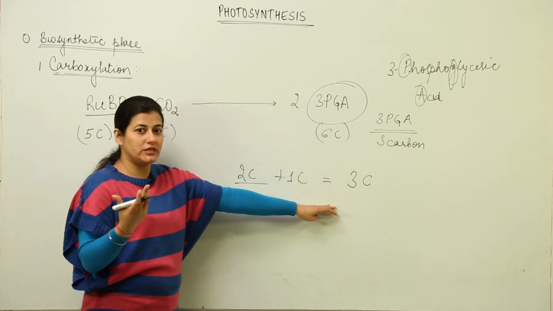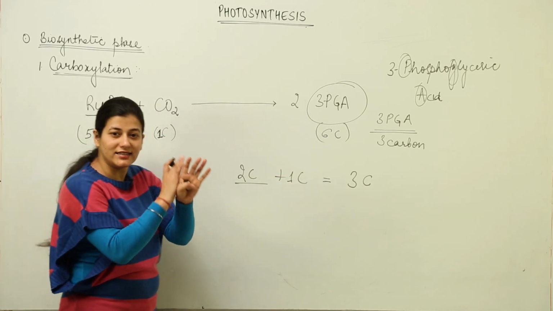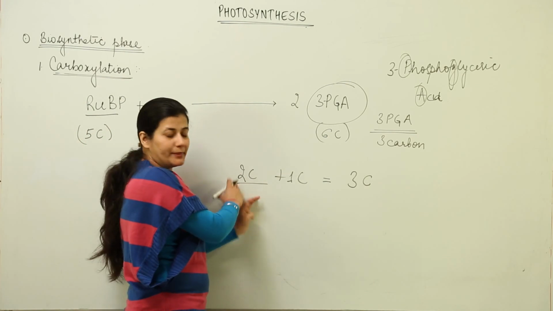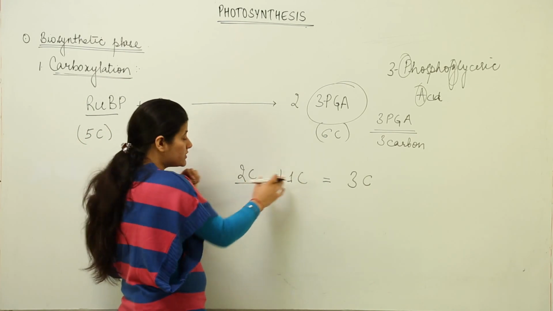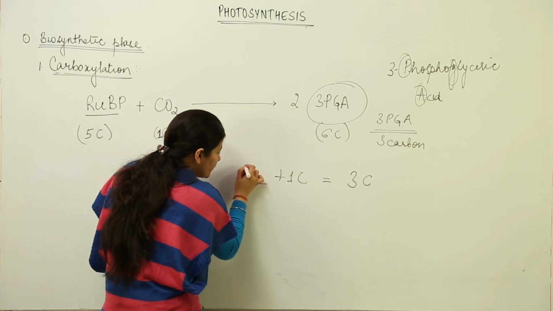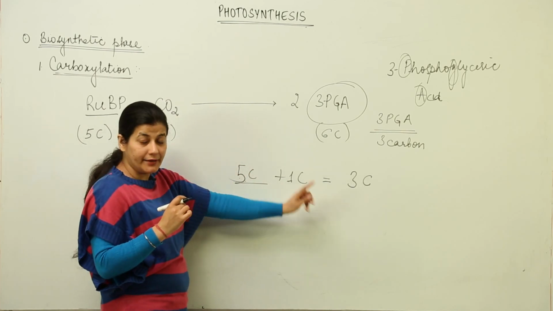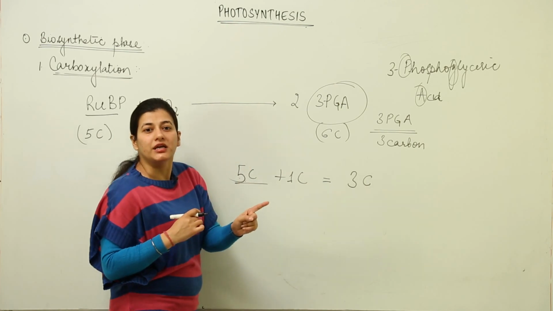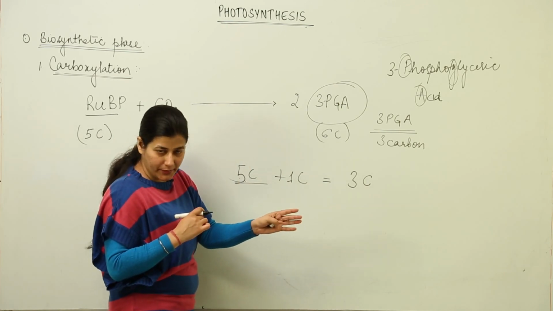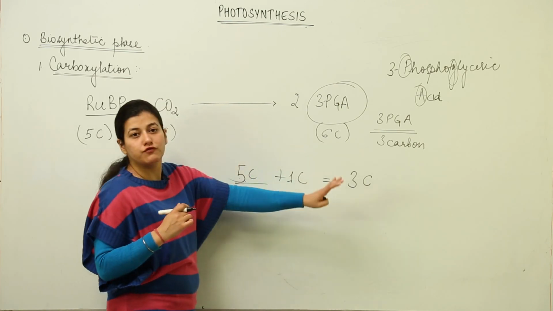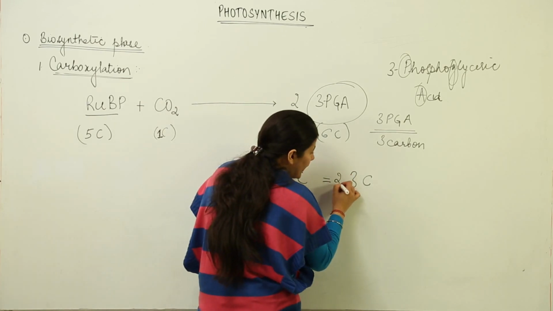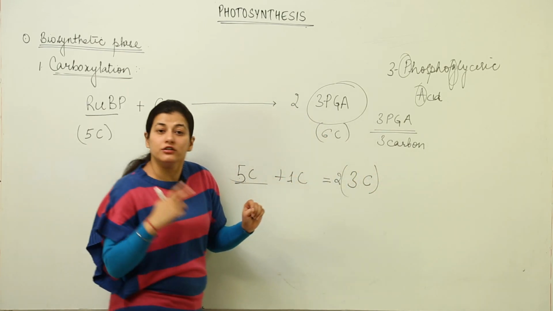But later on with studies, it was established that this is not a 2 carbon compound that combines with 1 carbon dioxide. Rather, it is a 5 carbon compound that combines with 1 carbon dioxide. It forms an intermediate, a reactive intermediate in the beginning, and it leads to formation of 2 compounds which are having 3 carbons.